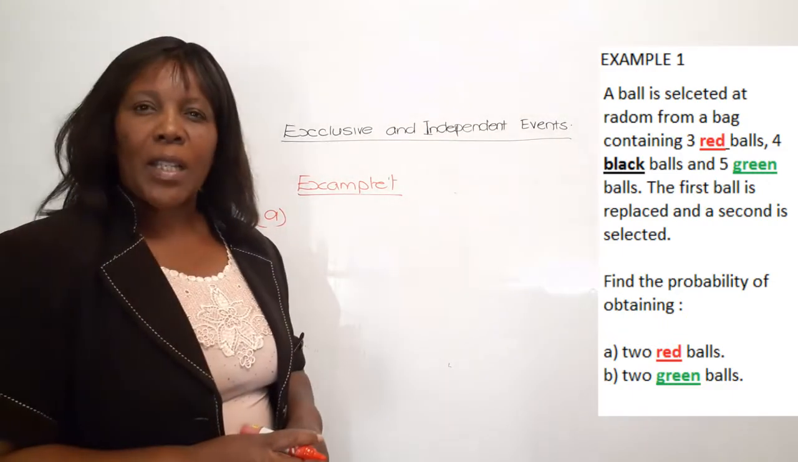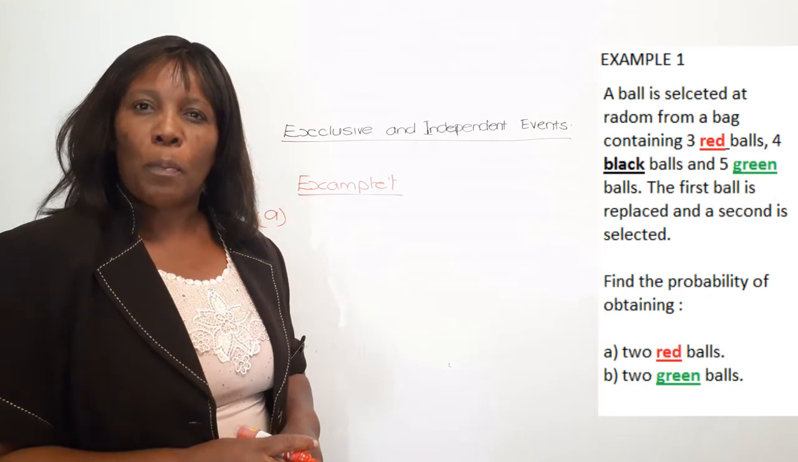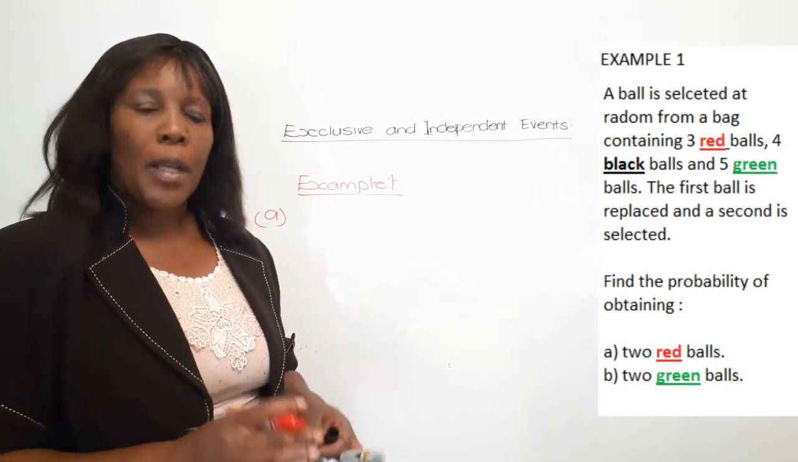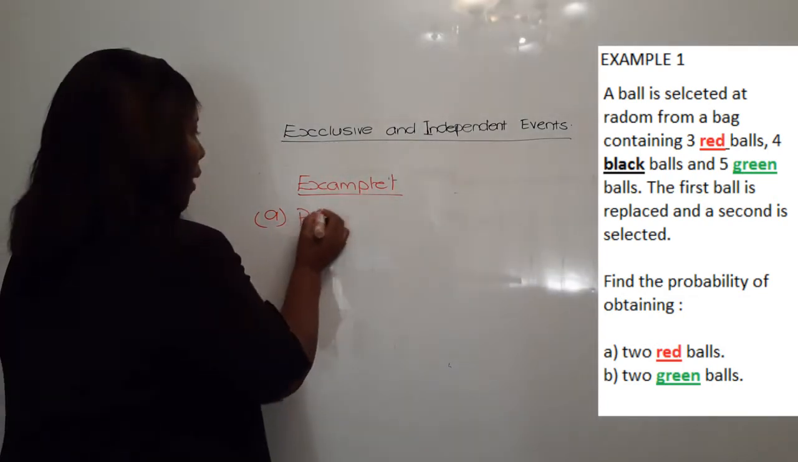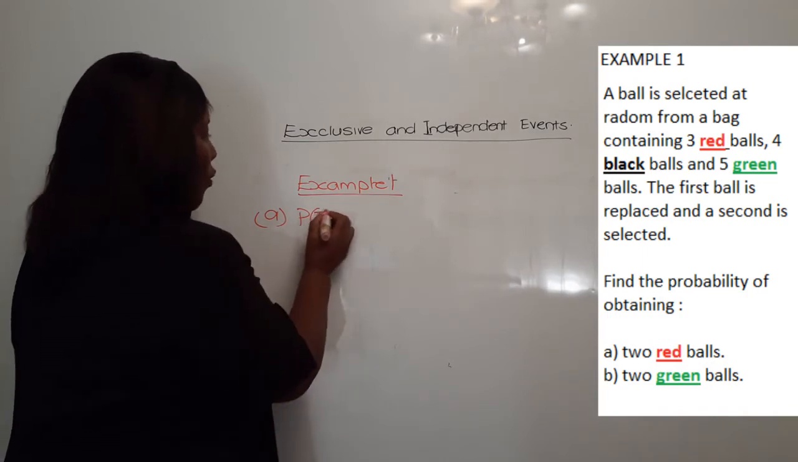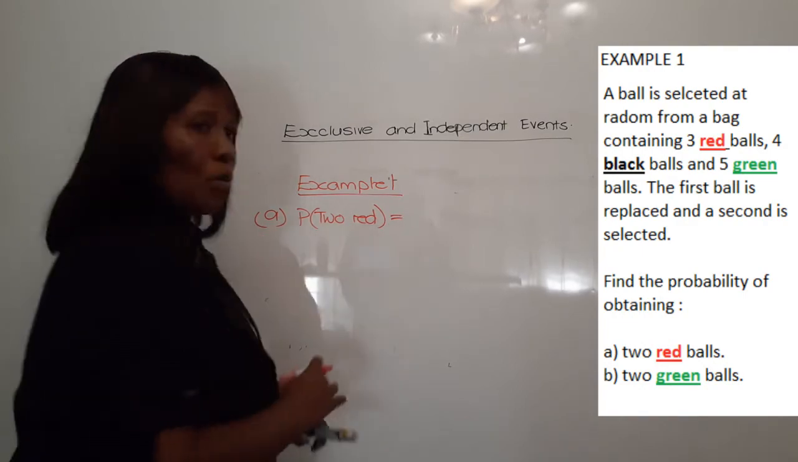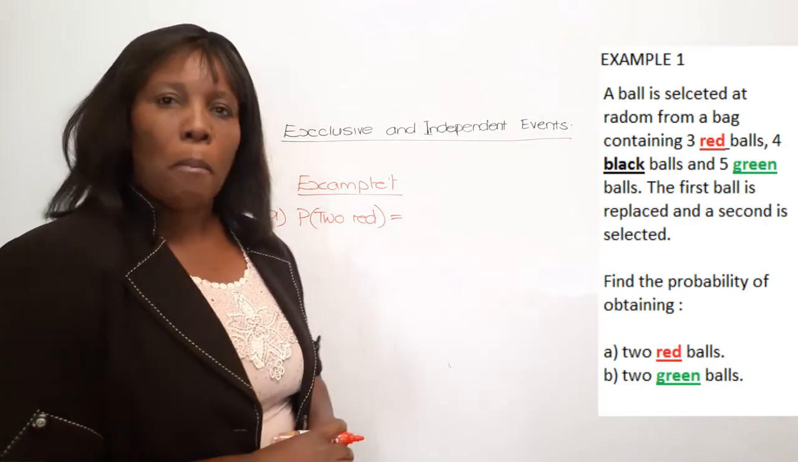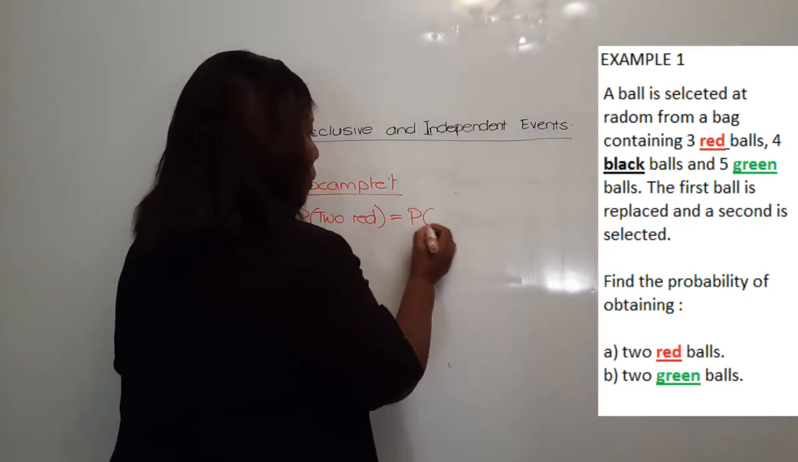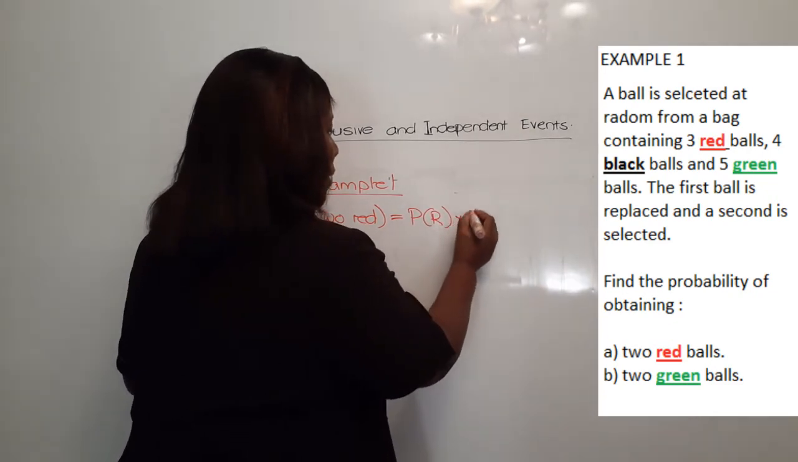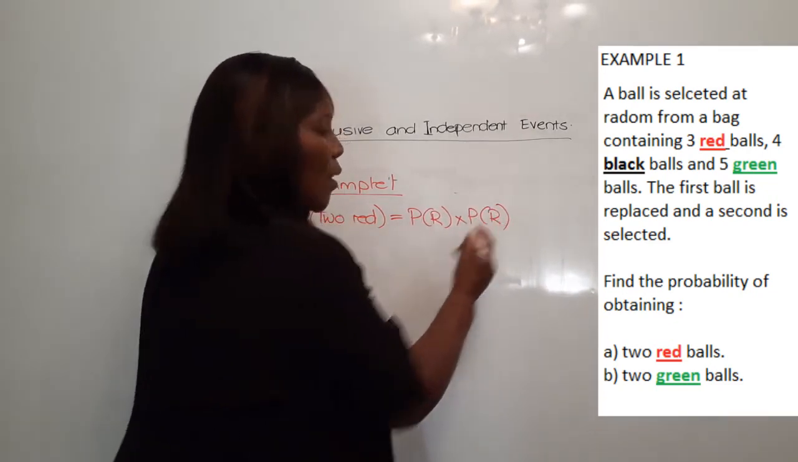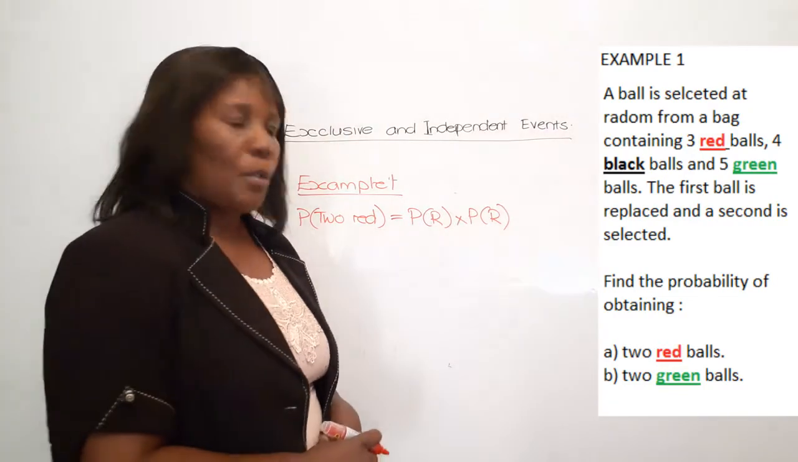I figured out that they are independent, so I'm going to multiply them. I want 2 red balls. So the probability of 2 red will equal to, first I've got to multiply the probability. So it's probability of red times the probability of red, because I've realized that they are independent.